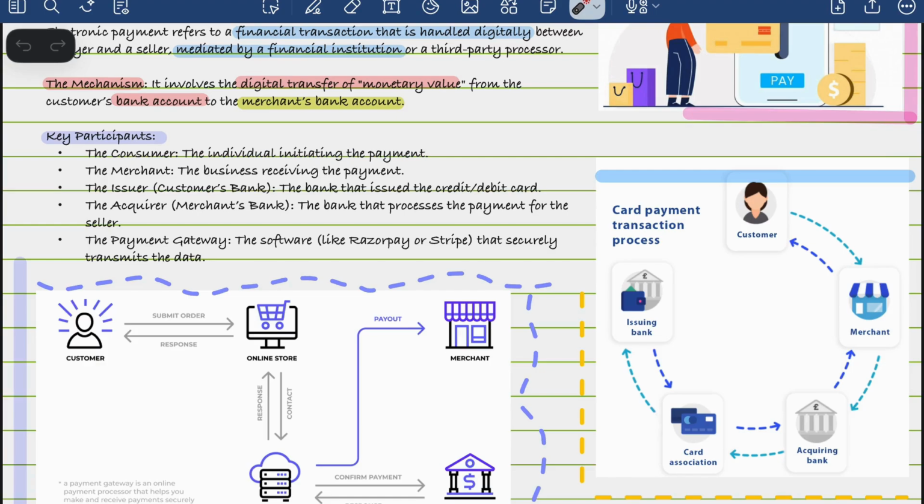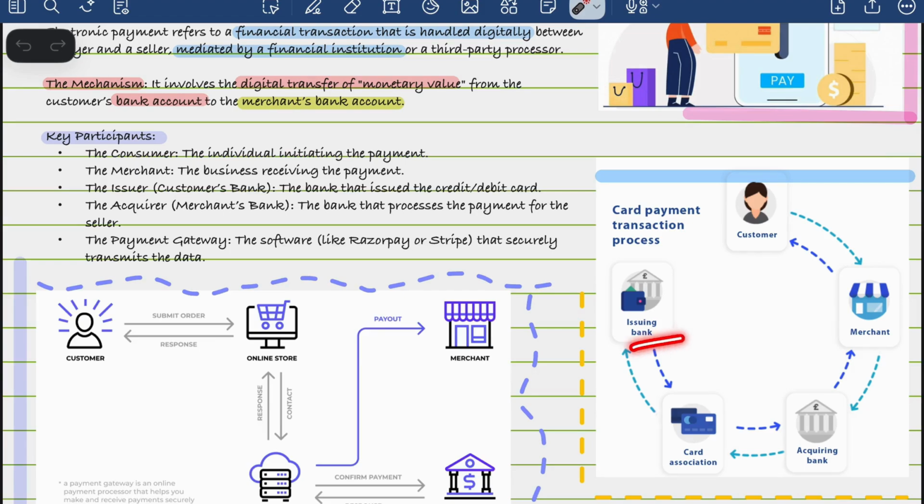So first is the consumer, or we can say the customer. The buyer or the customer initiates the transaction on what? On the merchant. The merchant is the online storefront. For example, you're buying something from Electro Hub. So you are the customer and you initiated the transaction.